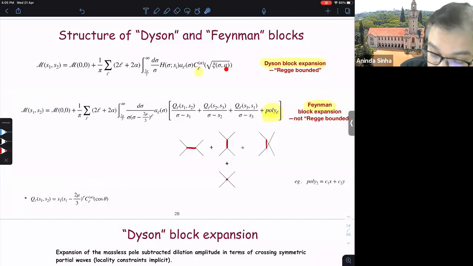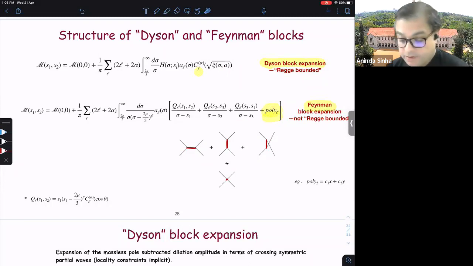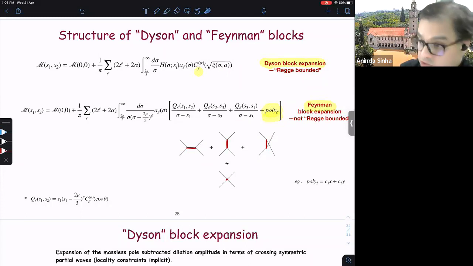If you remove these non-local singularities, this looks very suggestive. It looks like exchanges plus polynomials, and each of these polynomials we know explicitly. So it's not that we are adding some polynomials by hand with coefficients we do not know. These polynomials, these contact diagrams, we fix explicitly. So this kind of expansion, which at least for each partial wave looks like an exchange plus a contact diagram, we should call the Feynman block expansion.